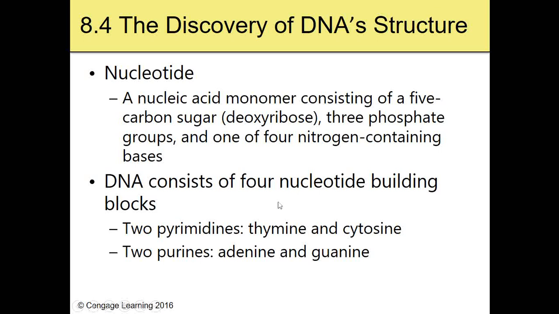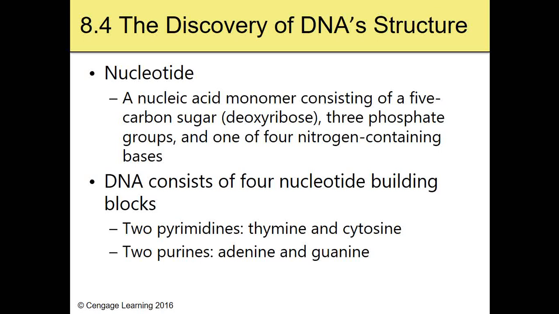And so the nitrogen-containing bases are of 2 different structures. There's either pyrimidines or purines. And so pyrimidines are a single ring structure, and then purines are a 2-ring structure. And I'll show you what that looks like here in a second. So the 2 pyrimidines are thymine and cytosine.